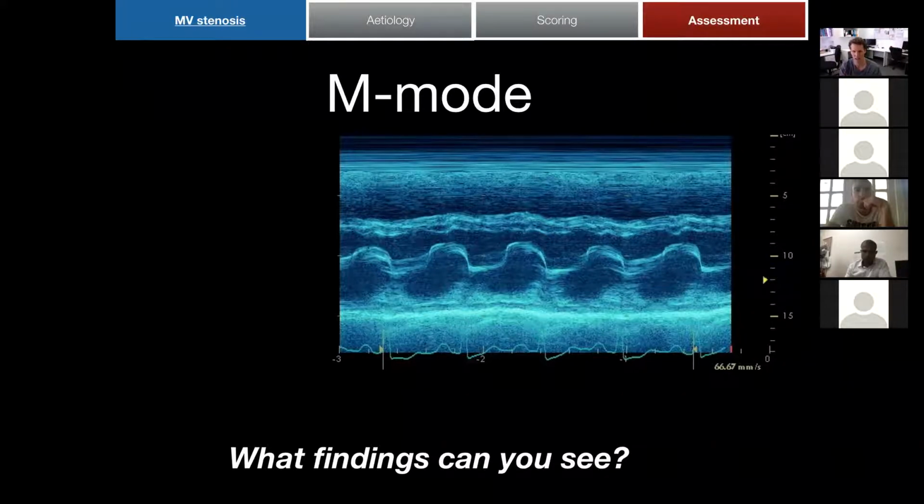So this is the M mode of that patient with mitral stenosis. What do you see that's weird?